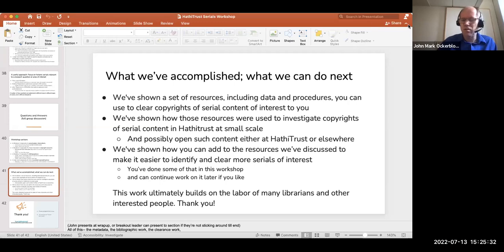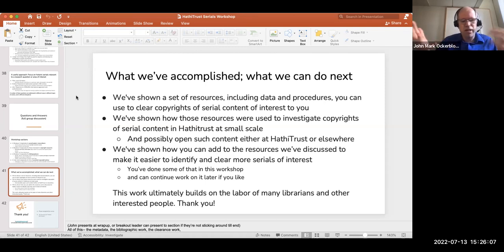So thank you again to all of you for staying around. I just want to recap and thank people for what we've accomplished here, which is quite a lot, even though we've had to cut short things. As you've seen, we've shown a set of resources, both data and procedures, that not just HathiTrust, but anybody can use to help clear copyrights of serial content that's of interest to you. And we've shown how those resources have been used to investigate copyrights of serial content in HathiTrust on a small scale in the pilot that Christina talked about. And that potentially leaves the possibility of opening that content either in HathiTrust or elsewhere.